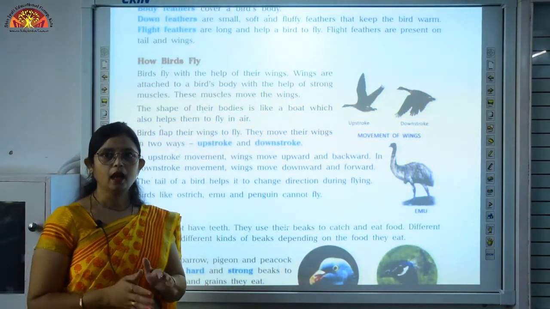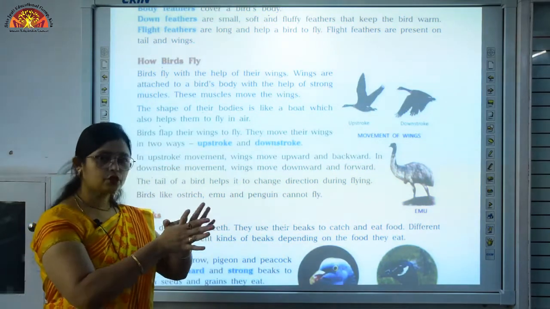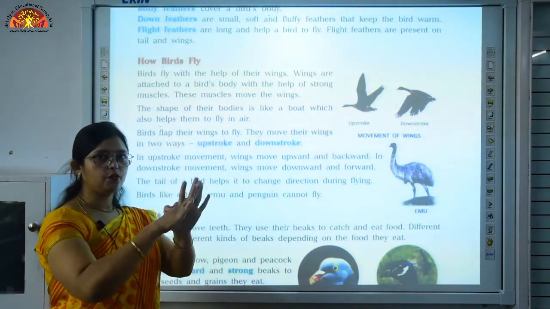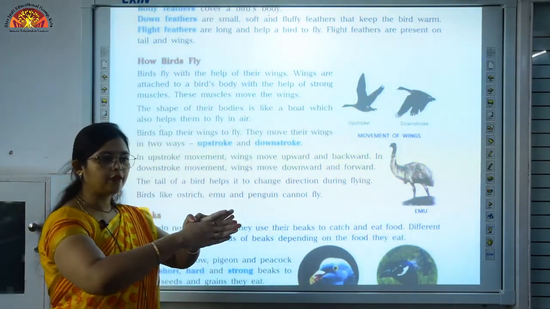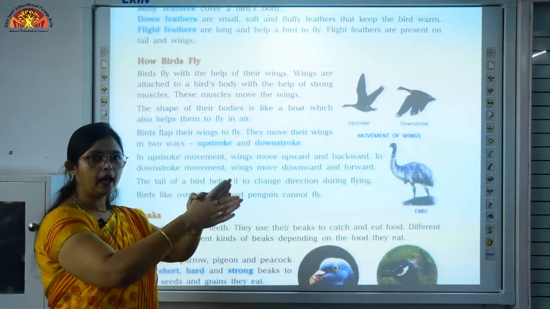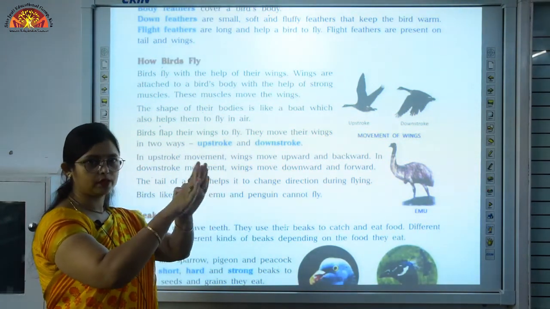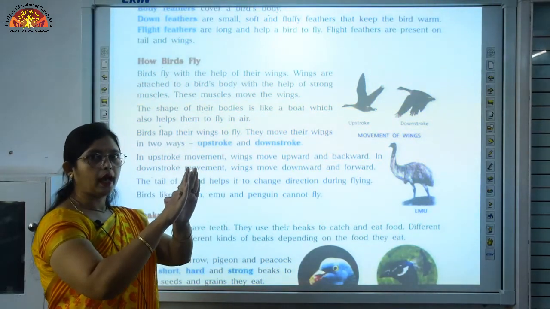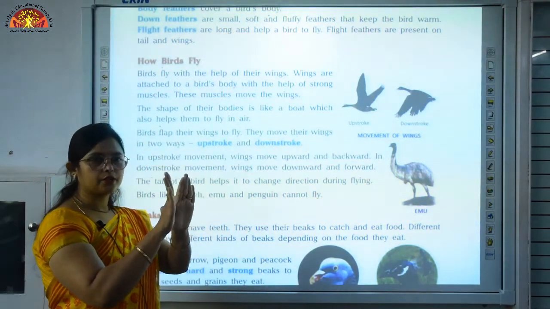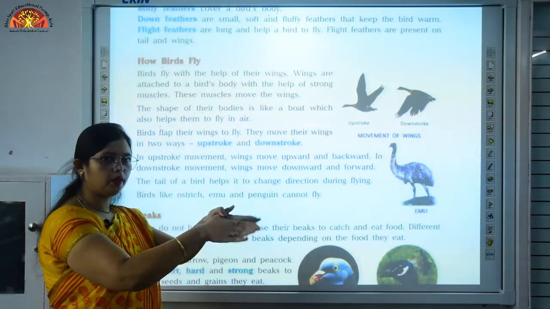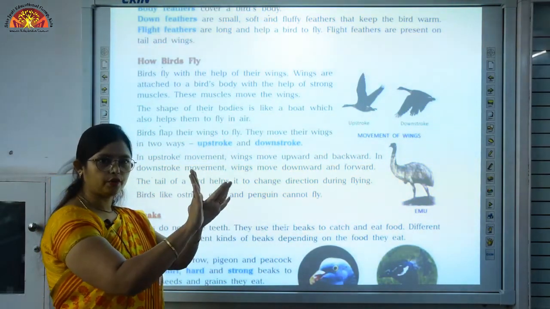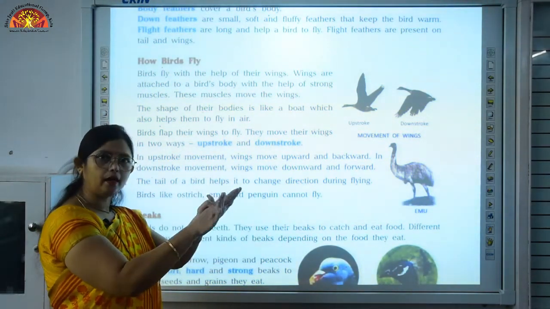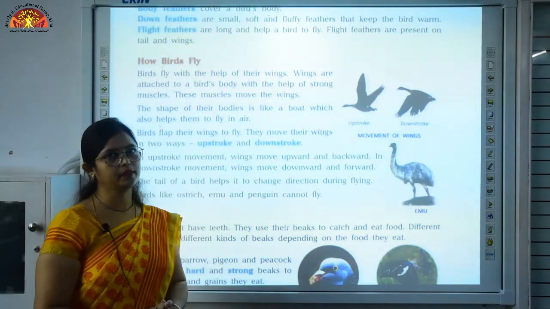So let us see how they are. See children, in upstroke movement what happens? Birds flap their wings upward and their body moves backward. It is like this, they move upward and backward. And in downstroke direction, they flap their wings downward and their body moves forward. So it is downward and forward. In this way birds fly.